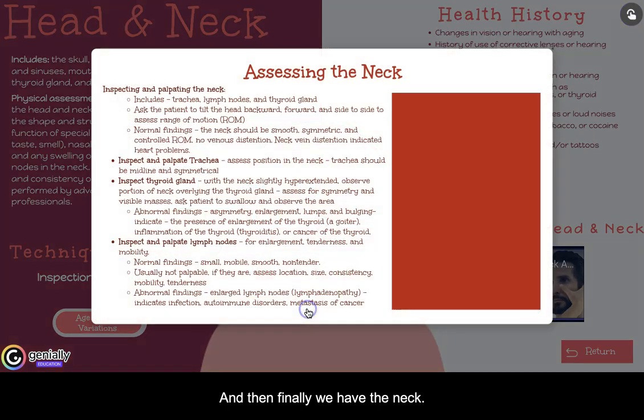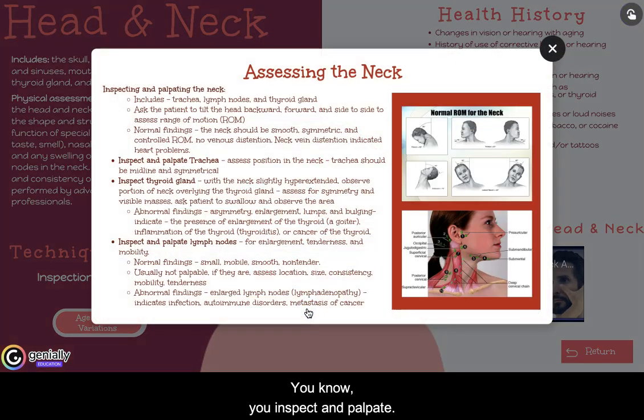And then finally we have the neck. You inspect and palpate the neck. Includes trachea, lymph nodes, and thyroid gland. You ask the patient to tilt the head backward and forward, side to side, to assess the range of motion. Normal findings: the neck should be smooth, symmetric, with controlled range of motion. No venous distension. For example, their jugular vein should not be distended. Neck vein distension indicates heart problems.